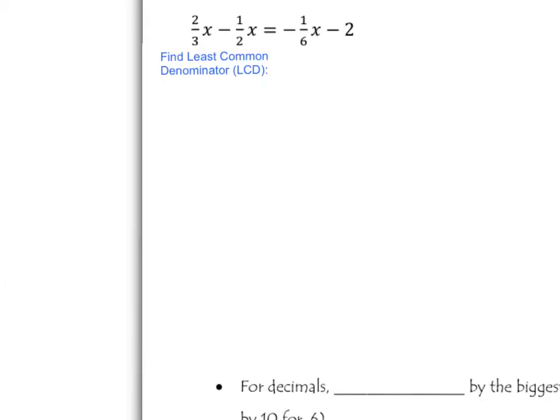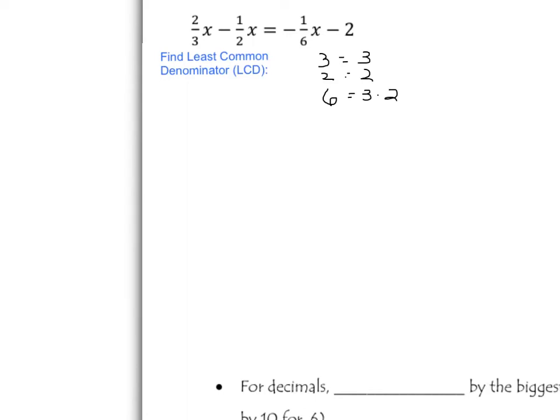On this problem, you're to find the least common denominator. So let me show you how to do that. Write down your denominators in a column, and then factor them. 3 is already factored, 2 is already factored, but 6 is 3 times 2.